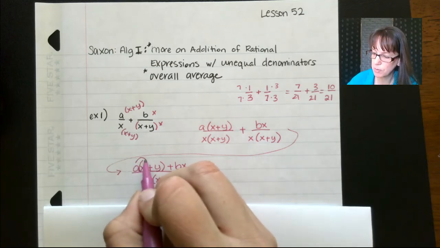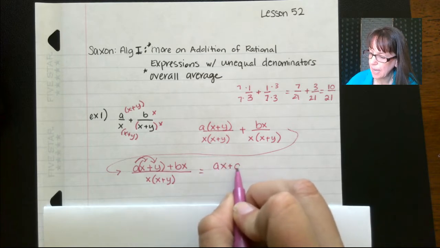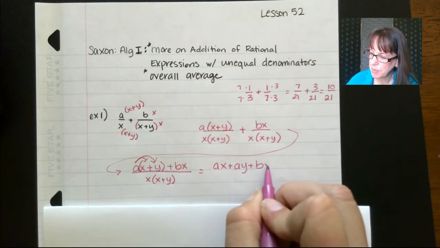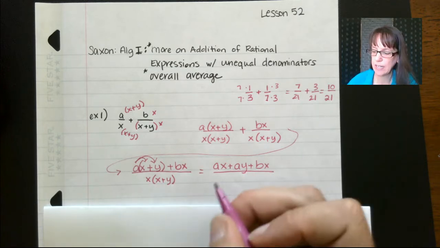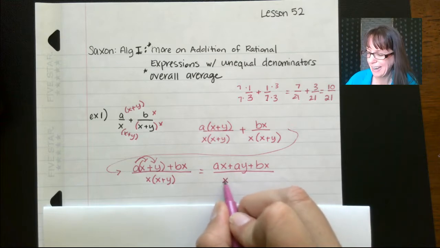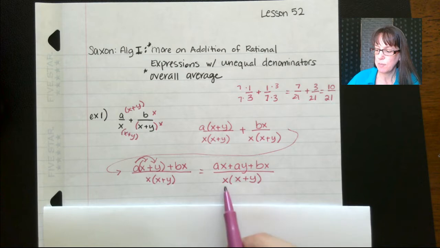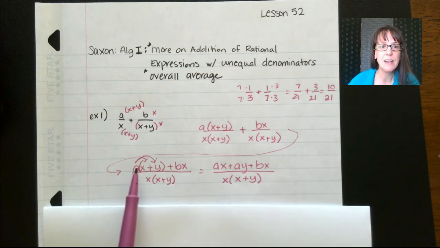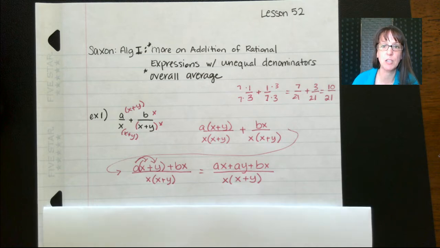So we're going to distribute to here and to here. That gives us ax plus ay plus bx all over, and you can either leave this as x quantity x plus y, or you can distribute it. Either way is totally fine. I like to leave mine as factored as possible, and so that would be the factored version. This is not the factored version because there's a plus here, so you've got to make sure to account for that. Okay, let's try another one.